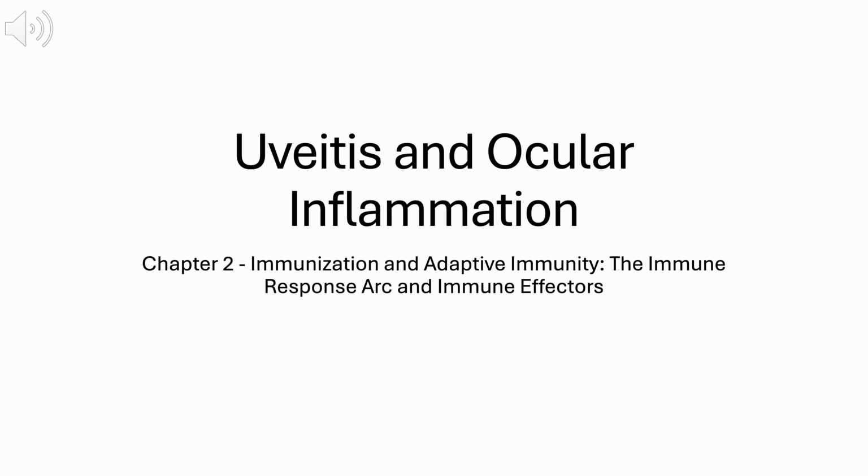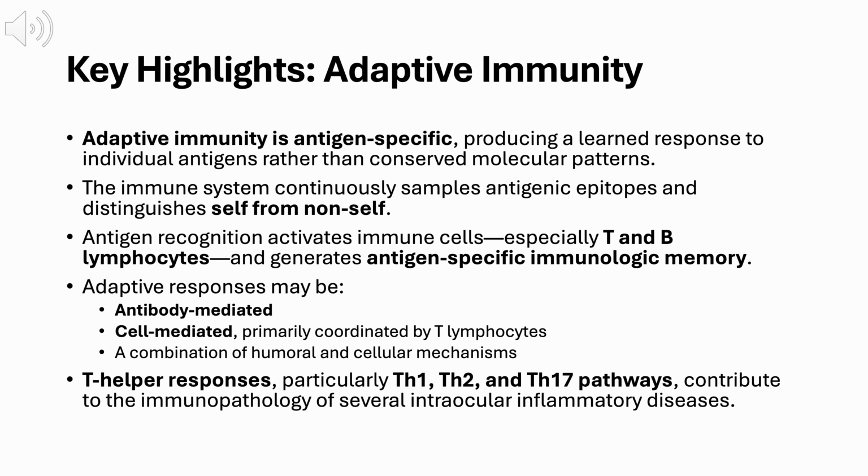Over the next hour, we'll walk the immune response arc from antigen capture through lymphocyte processing to the effector mechanisms that actually cause tissue damage. And we'll anchor each concept in real ocular disease, from sympathetic ophthalmia to Fuchs uveitis syndrome. Keep the eye in mind throughout. Every pathway we discuss eventually shows up at the slit lamp. Let's start with the big picture, the themes that will recur on every slide.